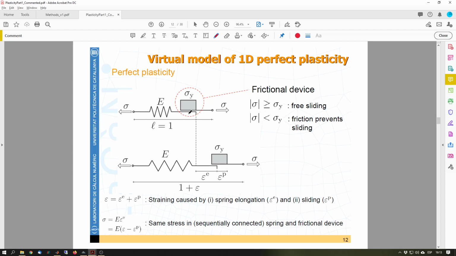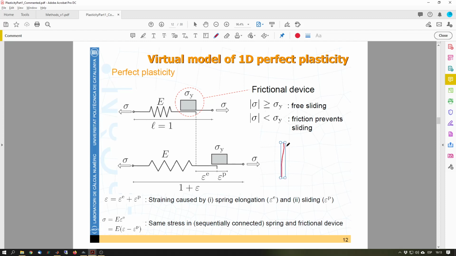So I don't have the same displacement for the two, beyond a given value. When my stresses in absolute value are larger than a given threshold, then this block slides onto the spring. When the stresses are below this value, there's no sliding and the two move together. That would behave very similar to what we have represented and wanted to show before.